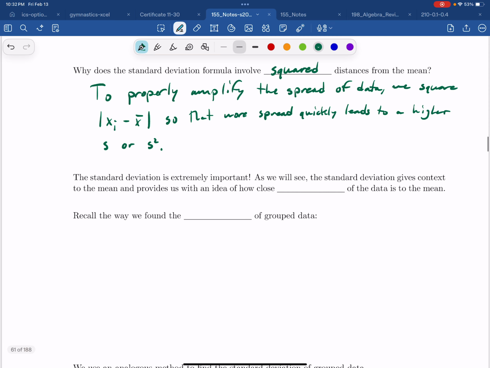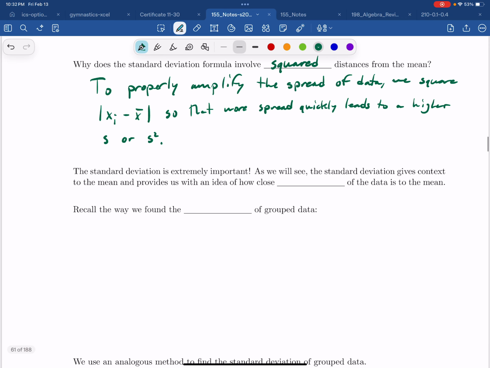So that's why. As I mentioned at the start, standard deviation is extremely important, right? The standard deviation gives context that the mean might not provide. Again, if we just took the mean of our data, we wouldn't have understood the full picture. One nice thing about standard deviation, it gives us an idea of how close most of the data is to the mean.